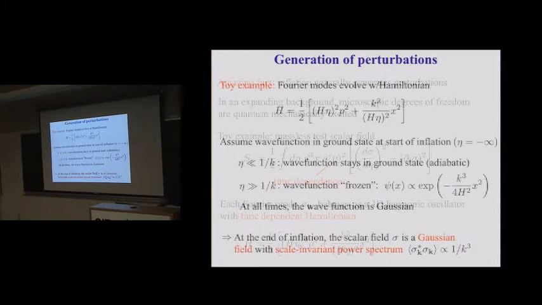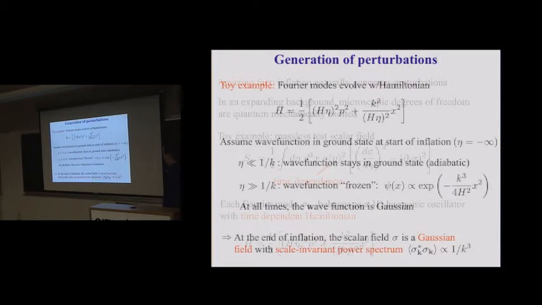So at the end of inflation, we have an excited state. The wave function is Gaussian. That's actually true at all times. This Hamiltonian is exactly solvable, and that turns out to be true. We have large occupation numbers, which means that we can treat each mode of the oscillator as a classical randomly distributed variable with a Gaussian PDF.